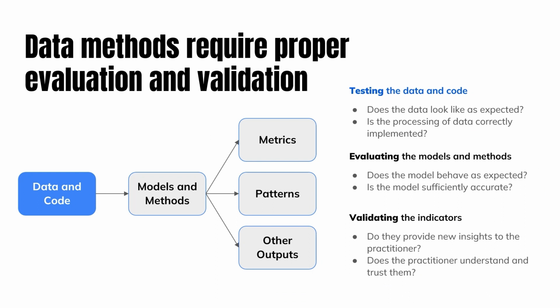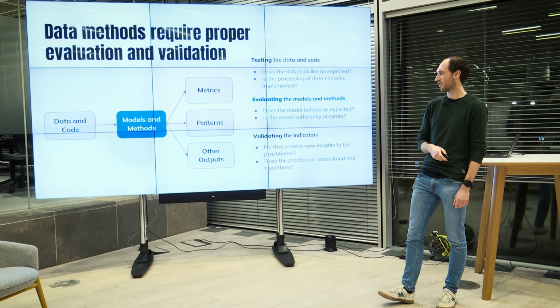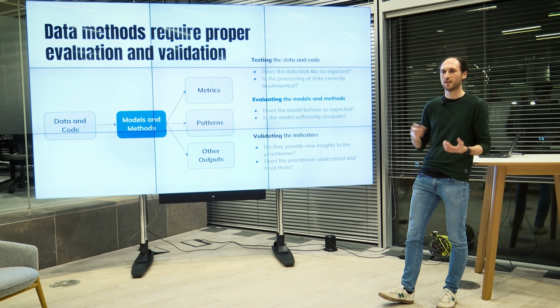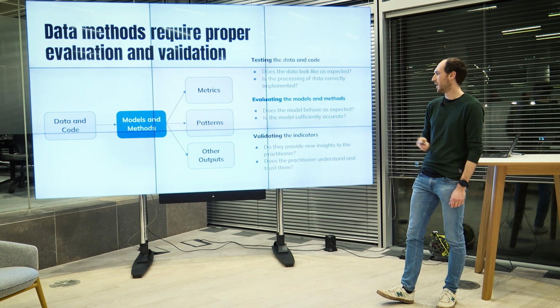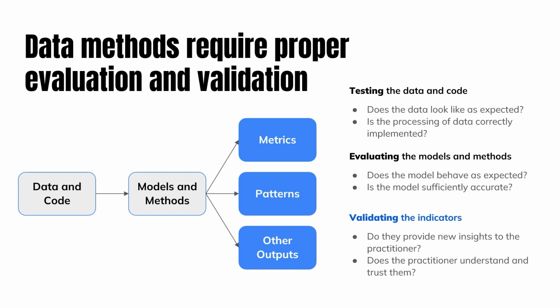I've structured the talk in three parts according to the three steps that are involved in building a sports analytics model. It starts with the data and the code to transform this data into a feature space representation from which you can then learn models. So for the data and the code, we want that the data looks as expected and the code shouldn't contain any errors. Then there are the models, which we want to be accurate and behave as expected. And then from these models, we produce metrics, patterns, or other outputs. And to keep it generic, I will refer to these as indicators in my talk.